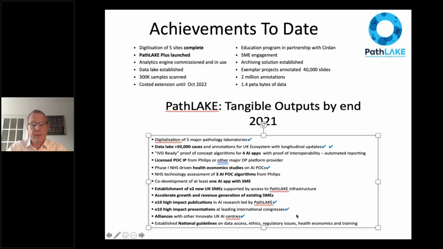We have published a number of papers in high impact journals, and we regularly present to international meetings and organizations. And we have developed alliances with our colleagues in the AI centres across the rest of England, Scotland and Northern Ireland.